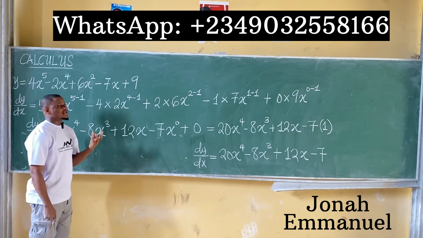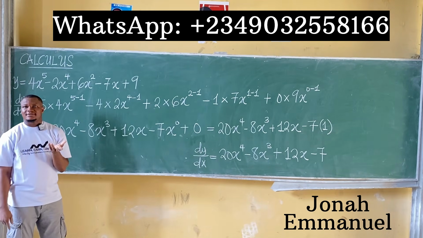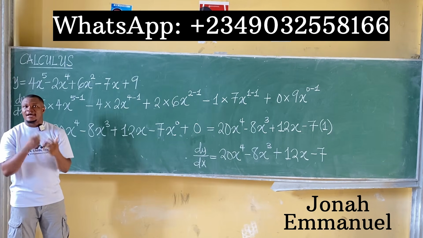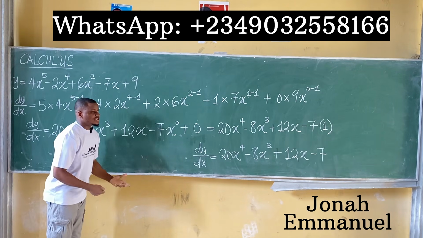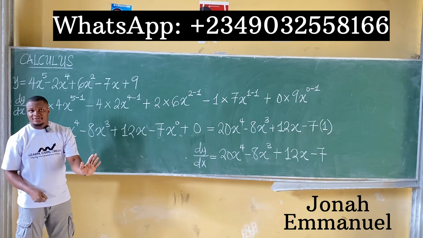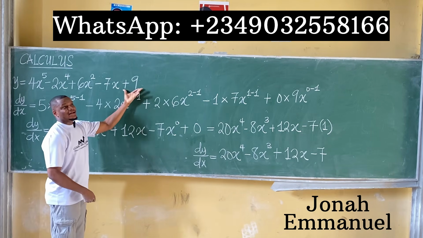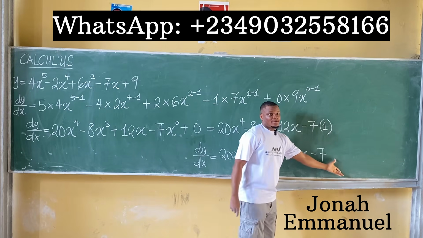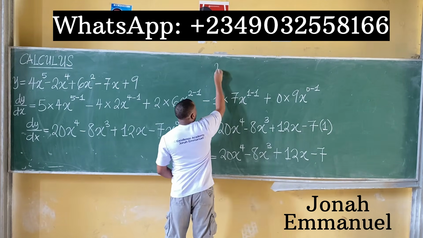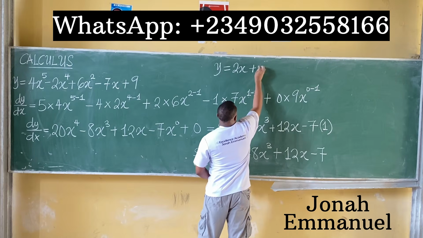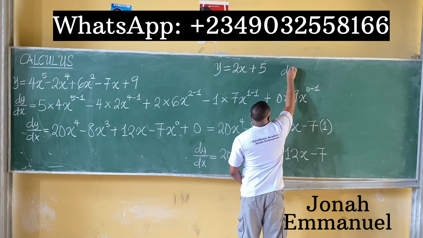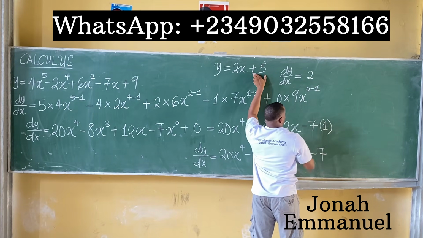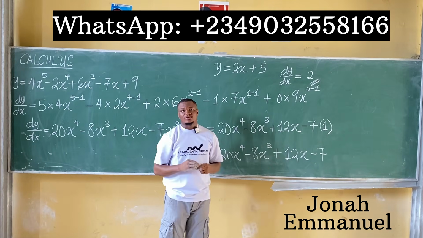The second thing is this. If I am differentiating a constant, by constant I mean a term that technically does not have x attached to it, after differentiating, that term becomes 0. It disappears. So if I differentiate this term here, 9, it does not have x attached to it, it disappears. What am I saying? I'm saying that if y is equal to 2x plus 5, in this case, dy dx will be equal to 2. That's your answer. Please take note.